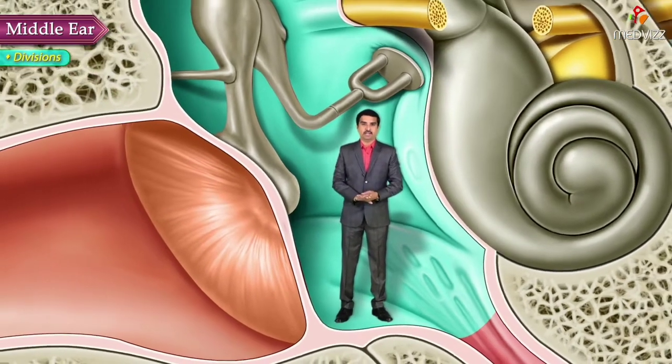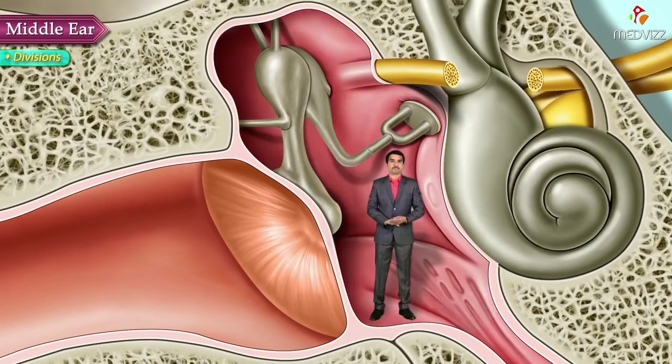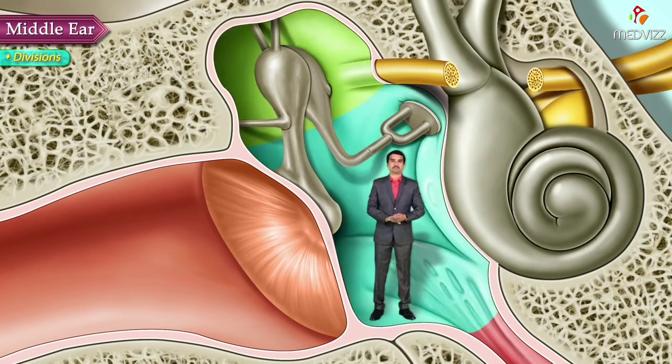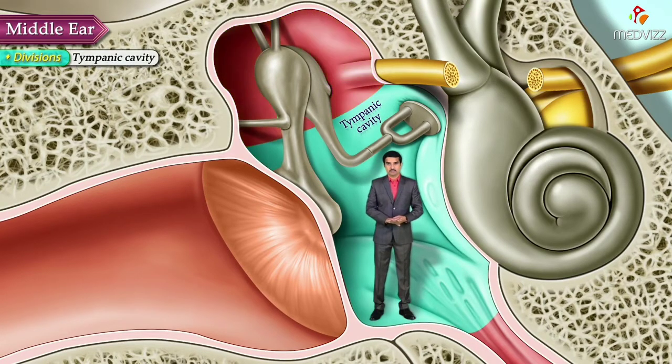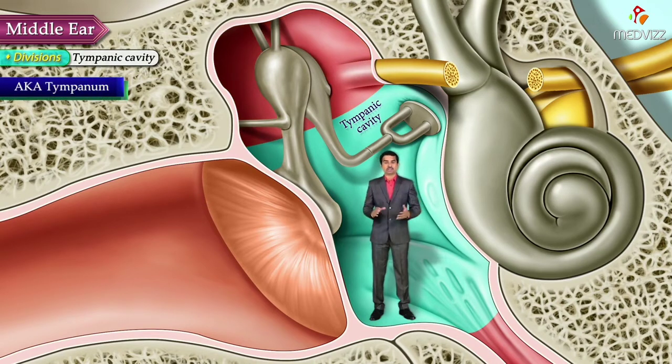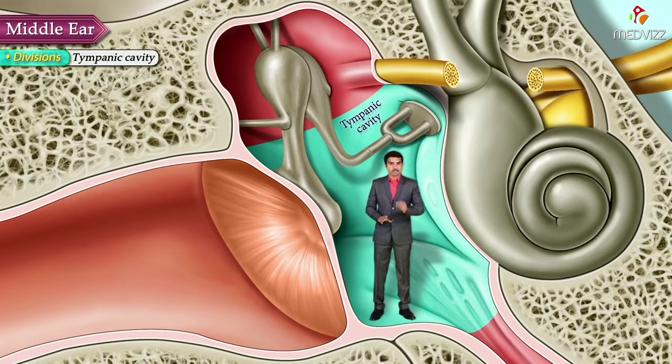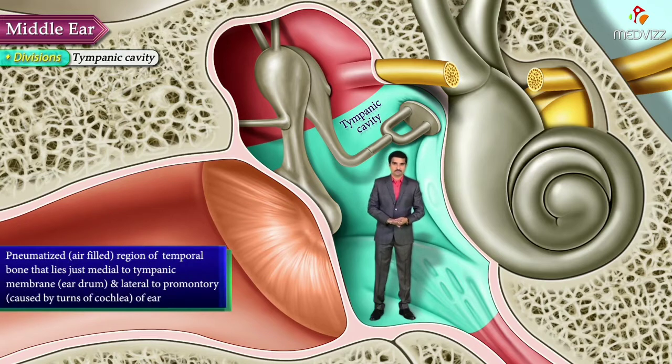Now coming towards the divisions of the middle ear. The middle ear can be divided into two parts. The first one is called the tympanic cavity and the second one is called the epitympanic recess. So now let us discuss the tympanic cavity. The tympanic cavity is also called the tympanum. Here the tympanum is nothing but a pneumatized region. So what is the meaning of pneumatized region here?